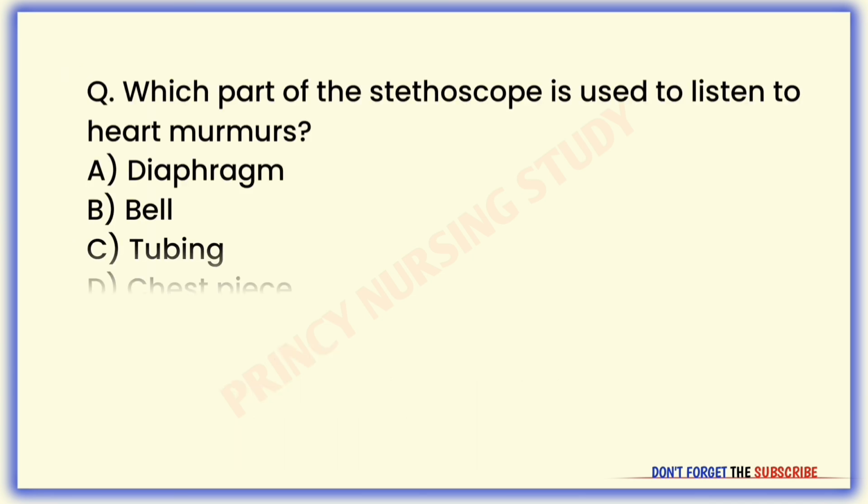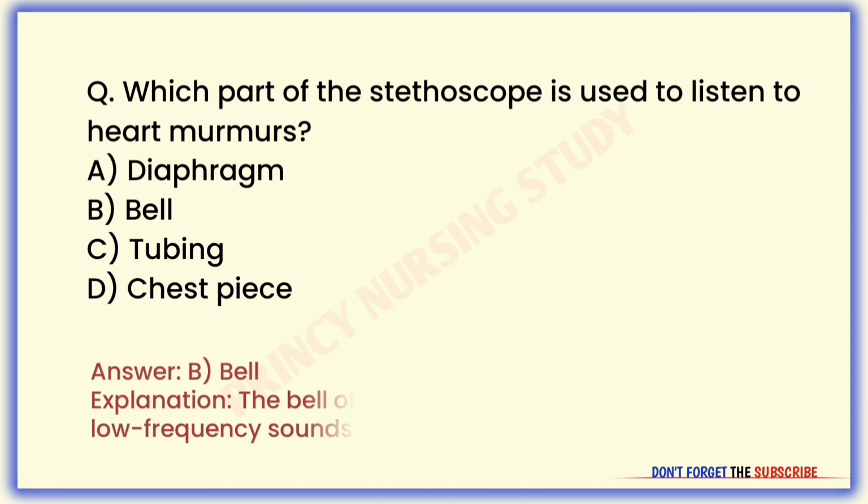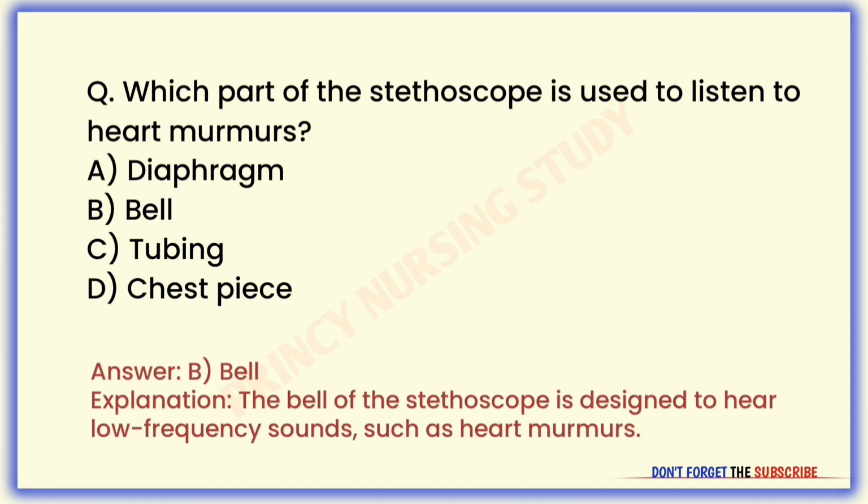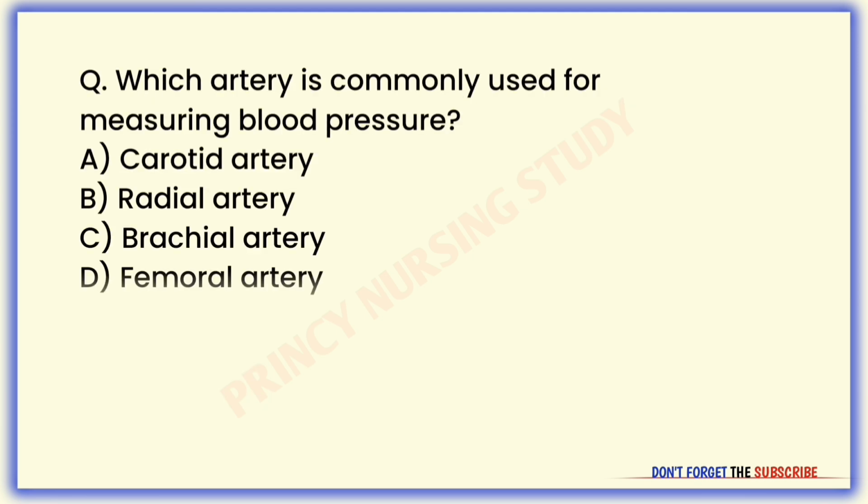Next question. Which part of the stethoscope is used to listen to heart murmurs? Correct answer is B. The bell. The bell of the stethoscope is designed to hear low frequency sounds such as heart murmurs.